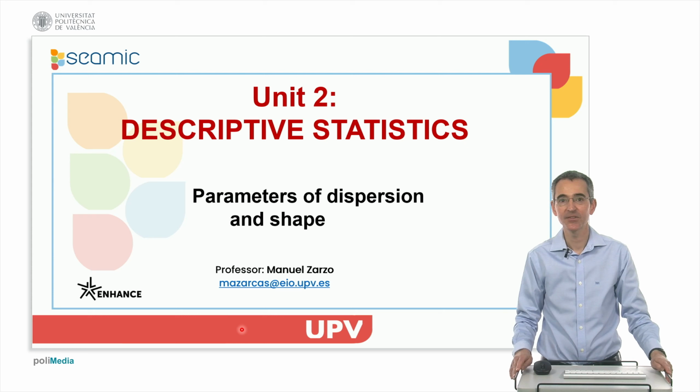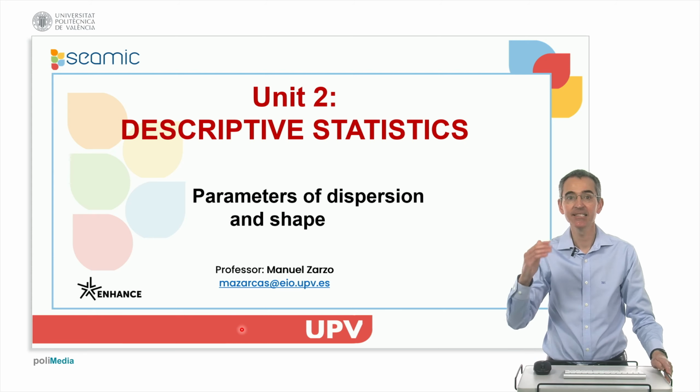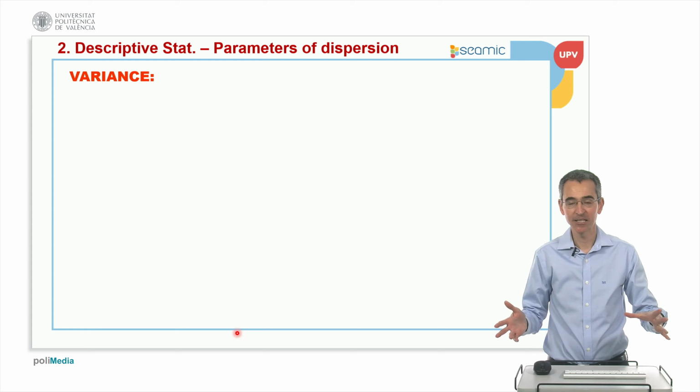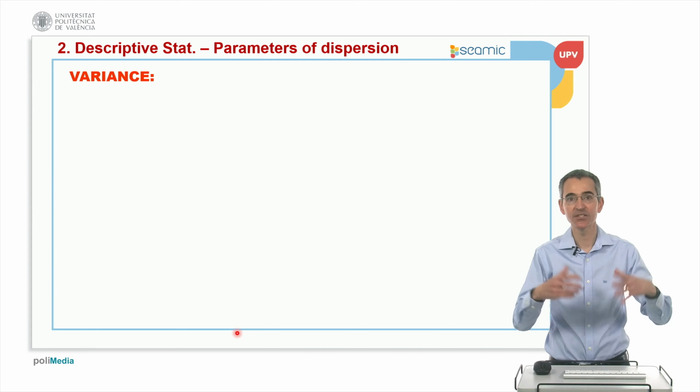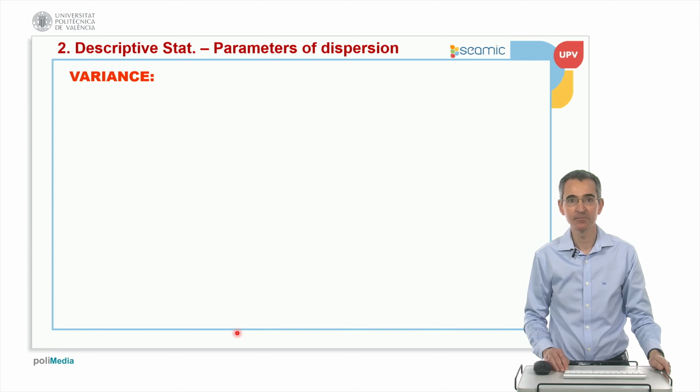Good morning. This is another video of the second unit, Descriptive Statistics, and in this video I will talk about parameters of dispersion and shape. In the previous video I talked about parameters of position, but these are different parameters. And in statistics, one of the most important parameters of dispersion is called the variance.